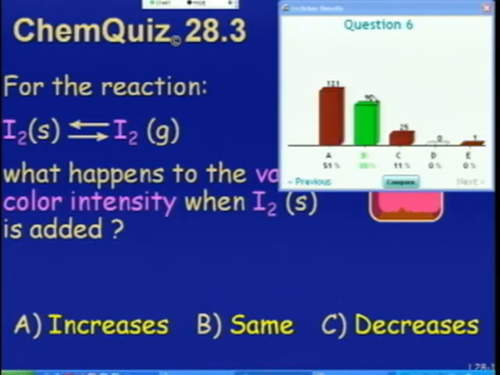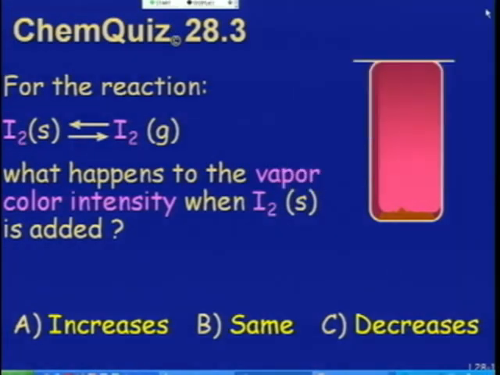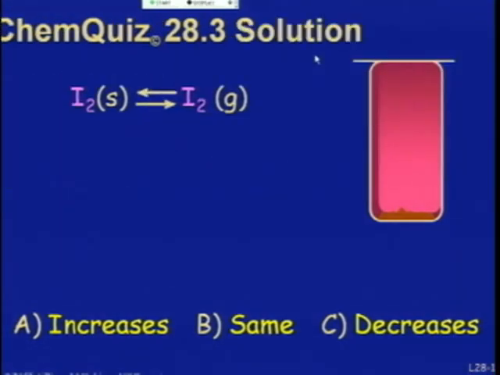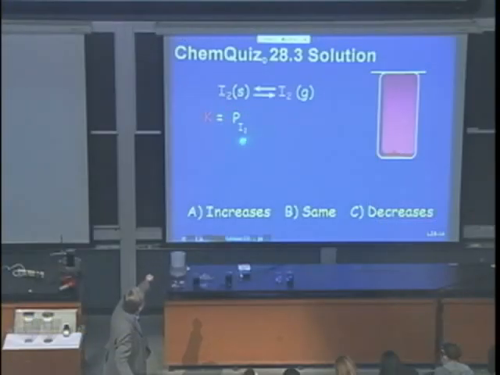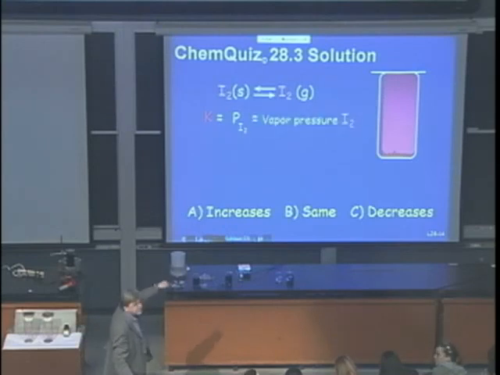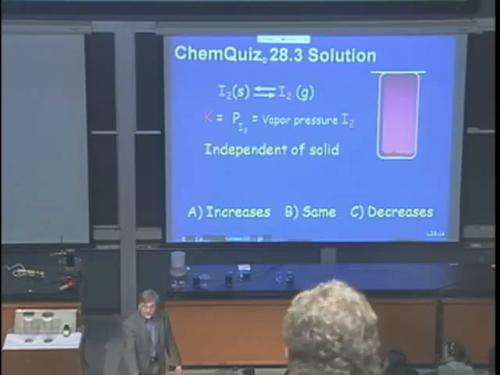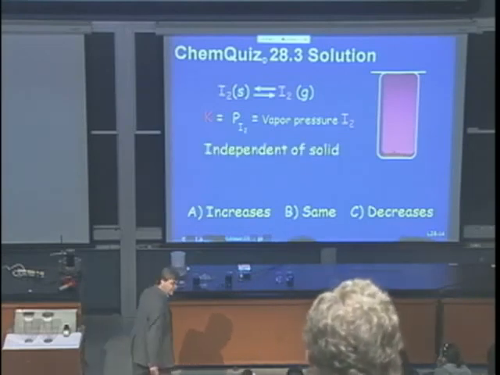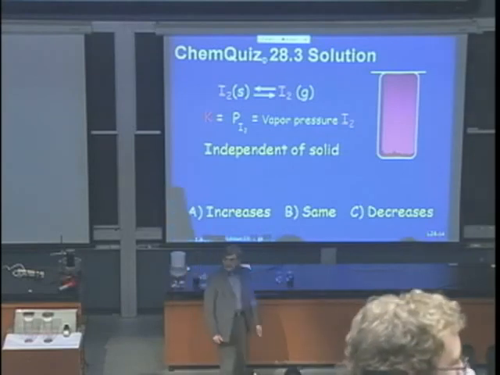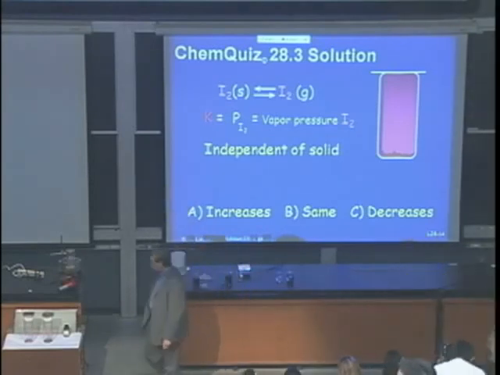It stays the same. And why is that? The amount of solid doesn't play any role, because K equals the partial pressure of the iodine, that's the vapor pressure of the iodine. At 25 degrees, it's always the same, and that's independent of the solid. Okay? Independent of the solid. So you put 1 there for the solid.